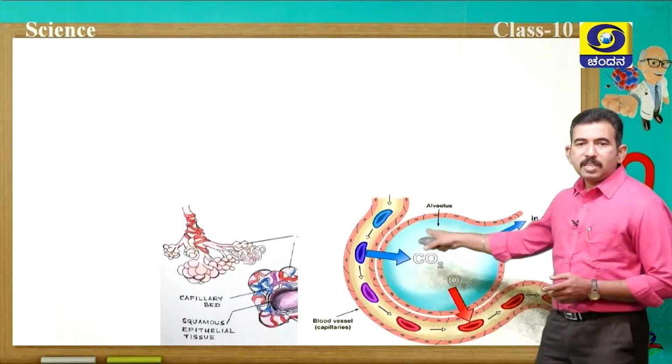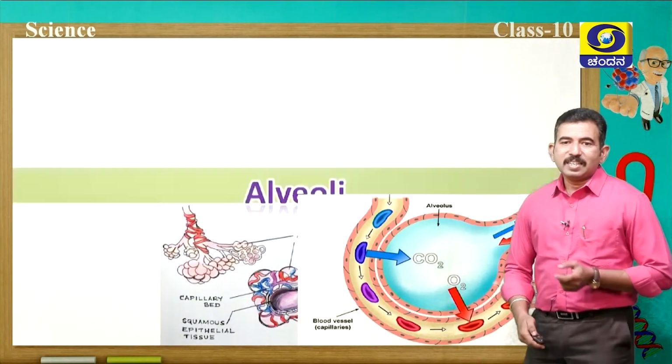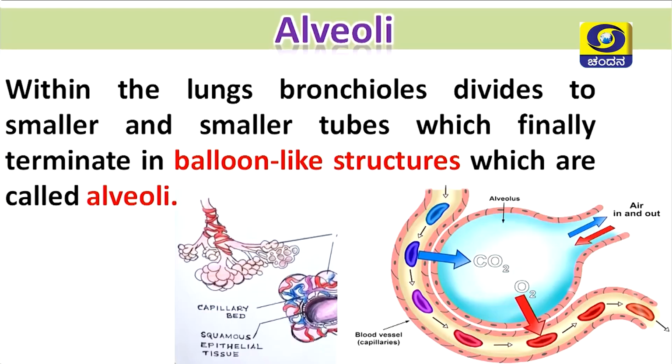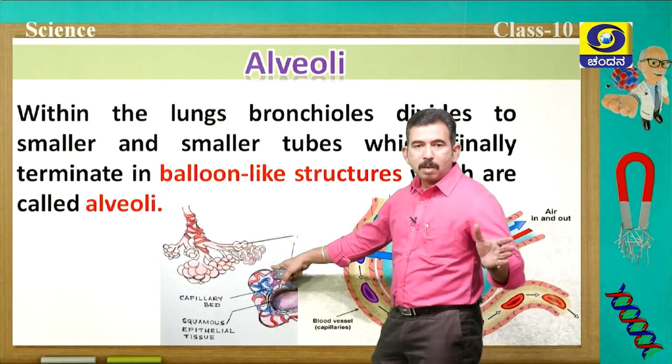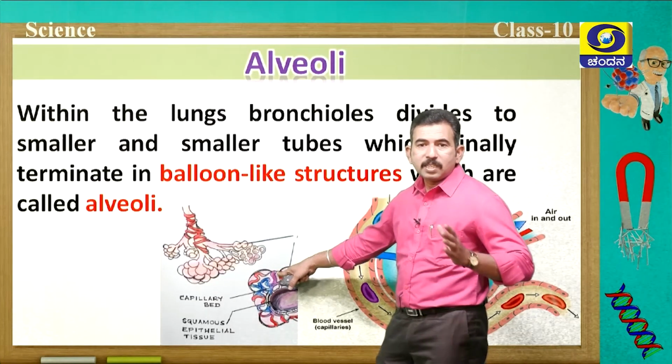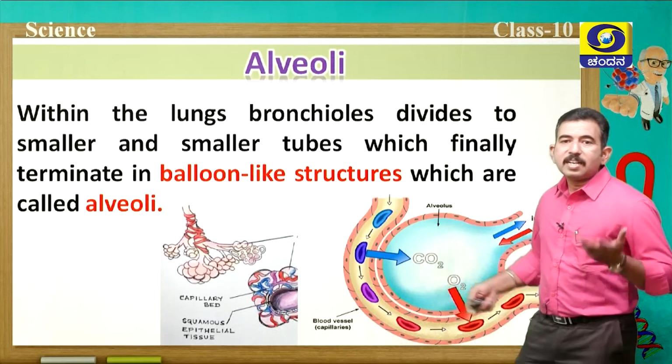Can you guess what these are? Yes, you are right. These are alveoli. These are balloon-like structures which are present at the tip of each bronchiole and which play a very important role in the exchange of gases. They are surrounded by a large number of blood capillaries. You can observe this picture. These alveoli are surrounded by a large number of blood capillaries through which gases are easily exchanged.